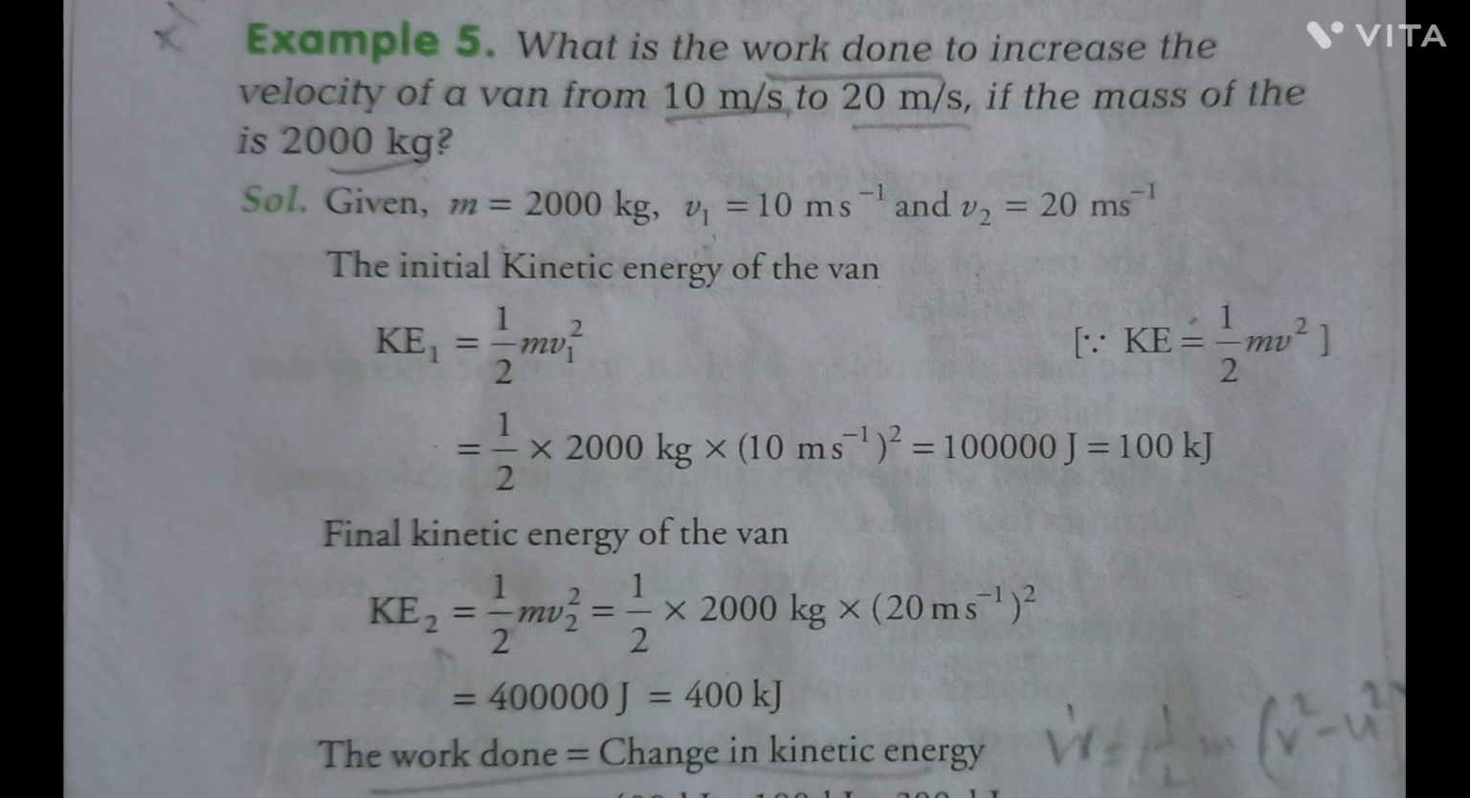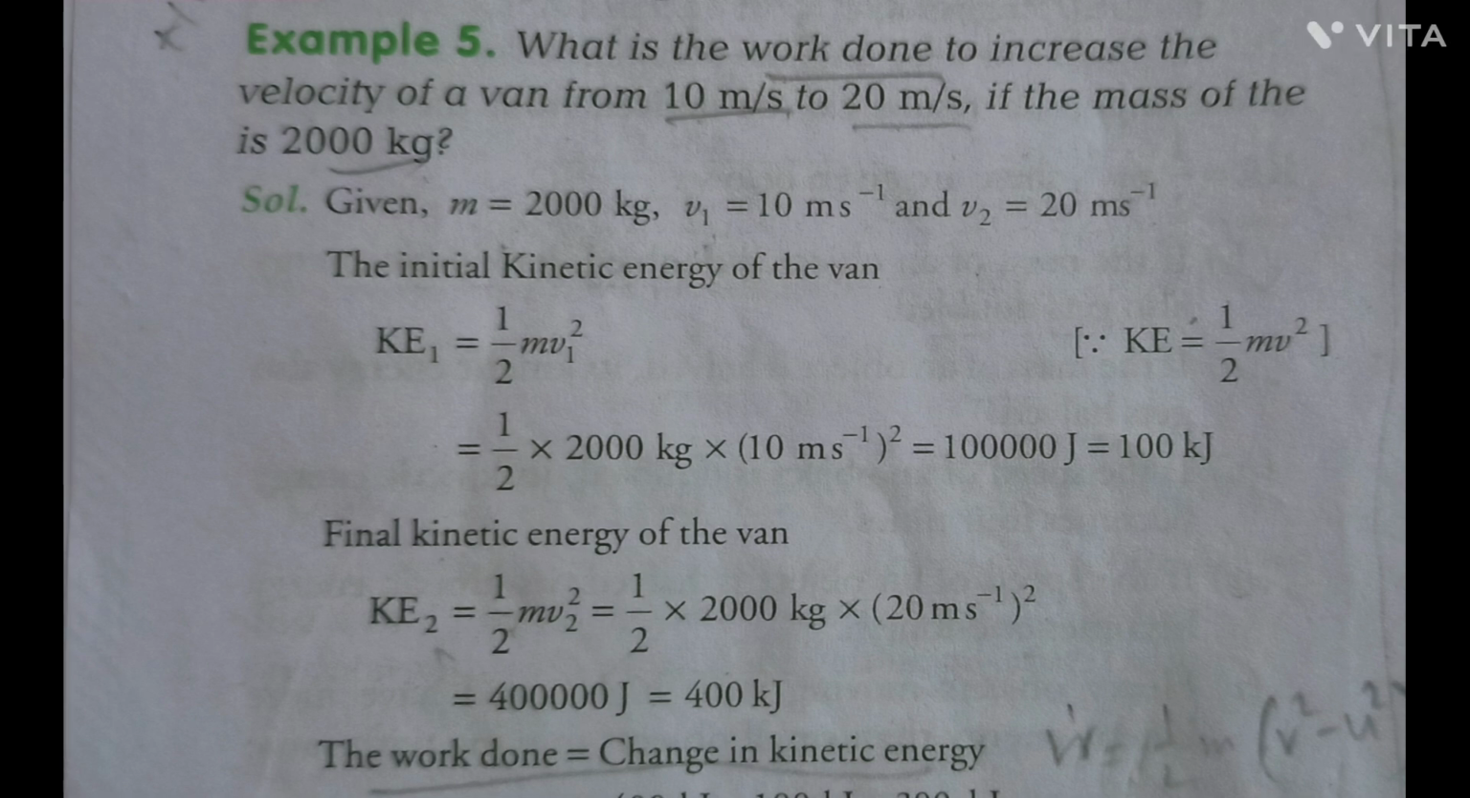Now let us see the last question, that is example 5 of today's video. Question is, what is the work done to increase the velocity of a van from 10 meter per second to 20 meter per second if the mass of the van is 2000 kg. Solution. Given mass m is equal to 2000 kg, velocity v1 is equal to 10 meter per second, and velocity v2 is equal to 20 meter per second.